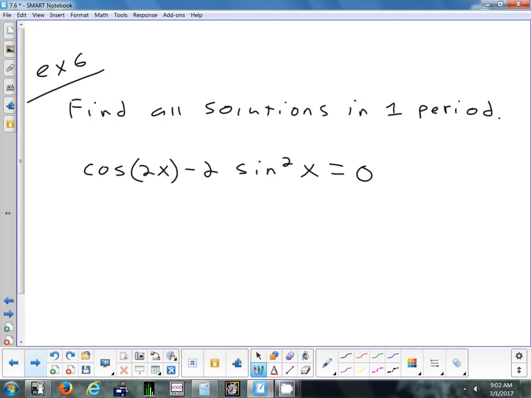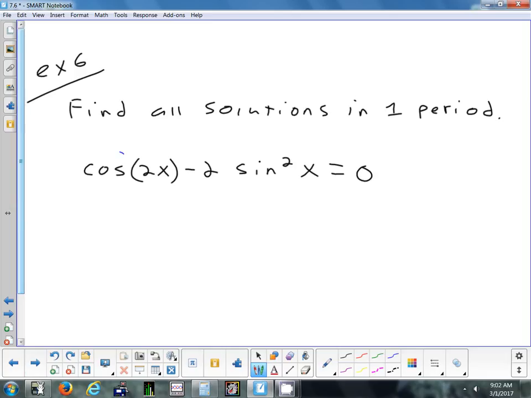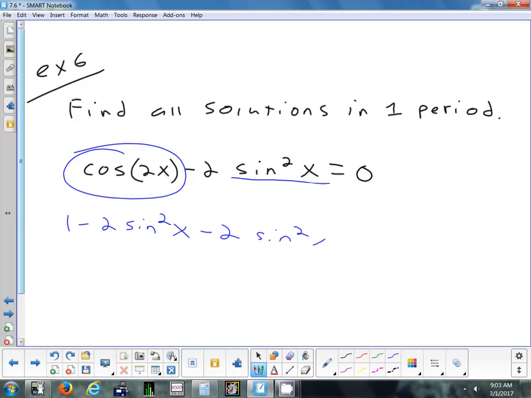You would have to put 1 minus 2 sine squared. Yeah, I'm seeing something squared. If we can substitute cosine 2x with something that looks like this, that might help us, because then maybe we can combine like terms. And what did you say cosine 2x was? 1 minus 2 sine squared x. Minus 2 sine squared x.